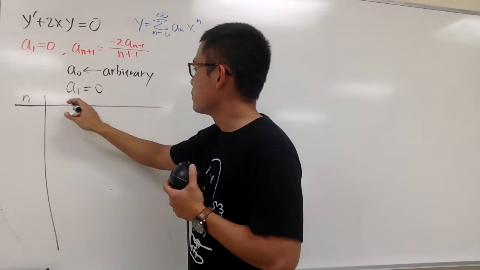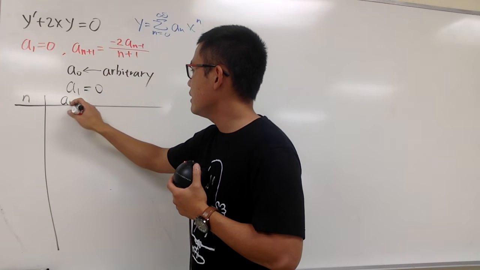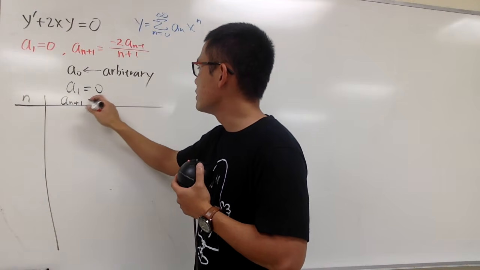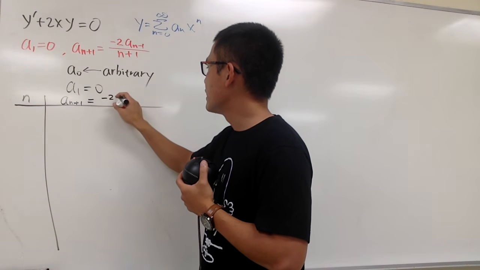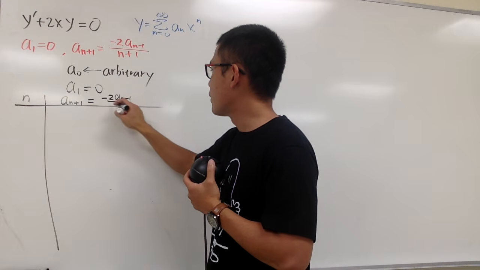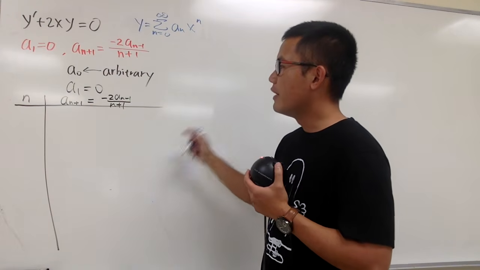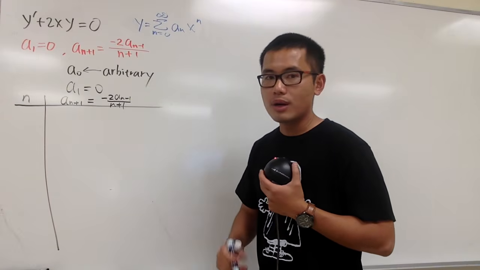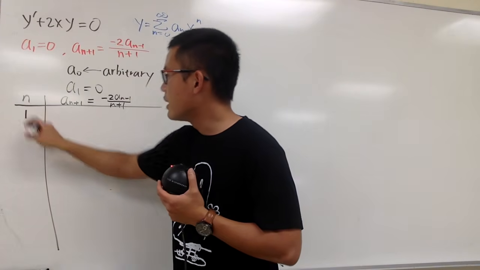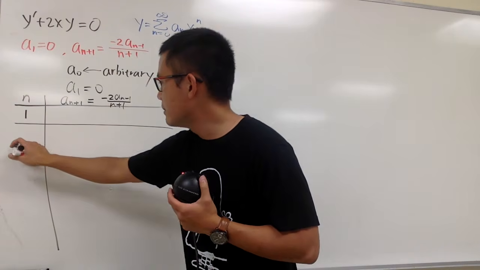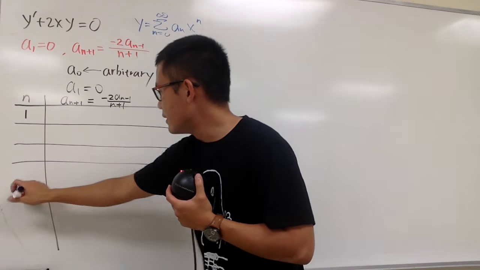And let me just put down the formula right here. a(n+1) is equal to that formula, negative 2a(n-1) over n plus 1. This formula is good for n is 1, 2, 3, 4, 5, and so on, because when n is equal to 1, we can get a2, right? So this is how we are going to do it. Let me just draw a few of these, right?